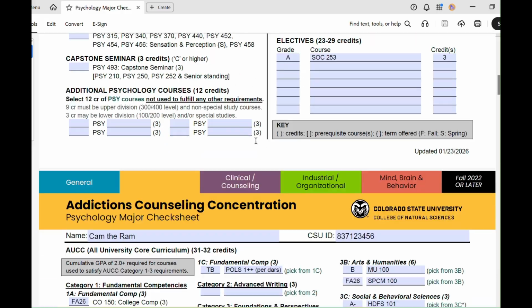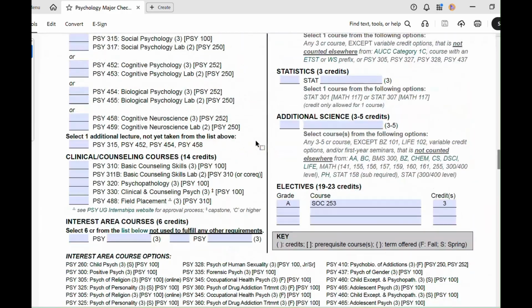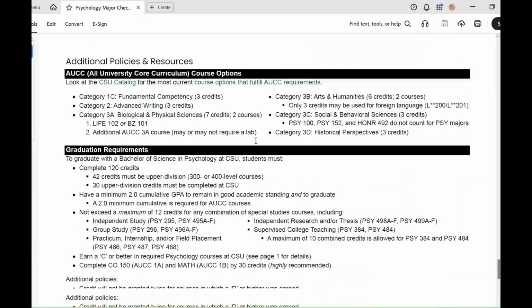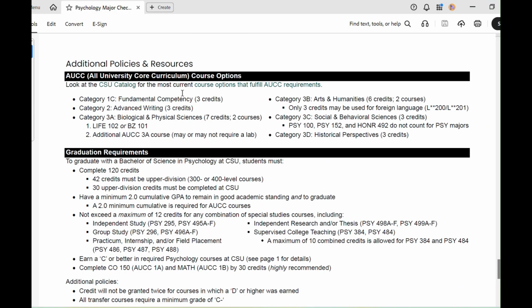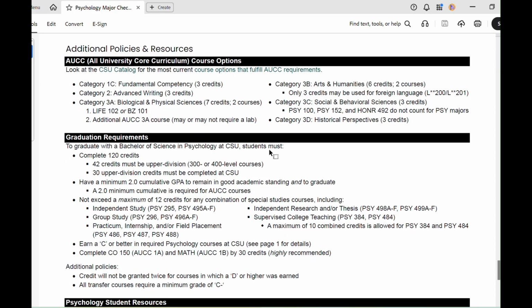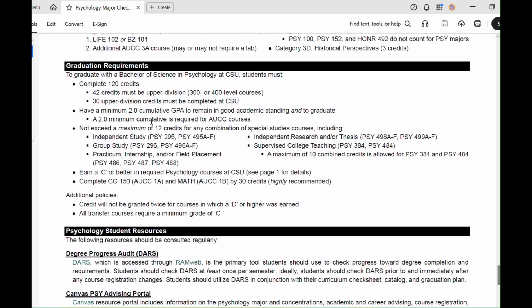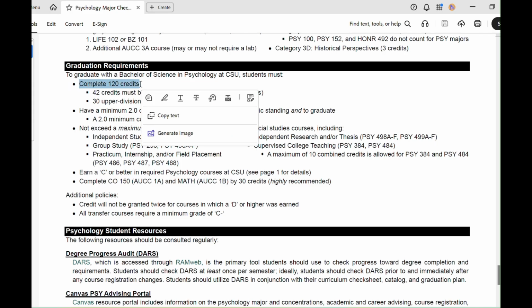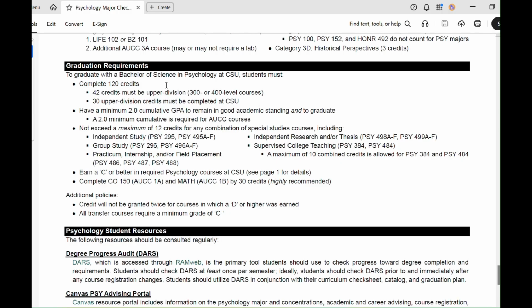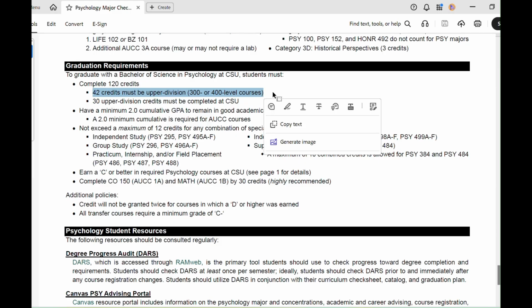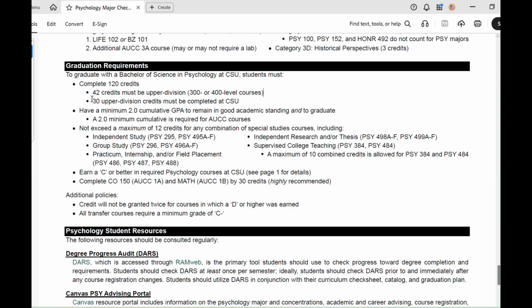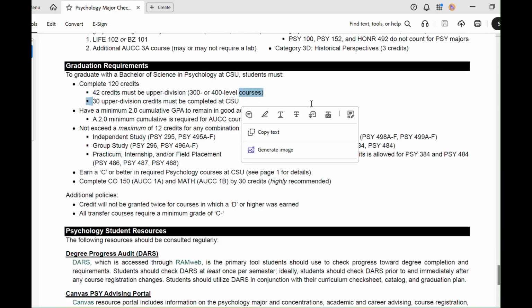Lastly, on your electronic curriculum check sheet on the very last page, I want to highlight some important information. There are additional policies and resources on this page. You will learn more about AUCC options. You will also learn about graduation requirements. As we begin to graduation plan, please note you must earn at least 120 credits to earn a Bachelor of Science in Psychology. From these credits, 42 of them must be upper division. Remember, 300 or 400 level courses. 30 of those upper division credits must be completed at CSU.